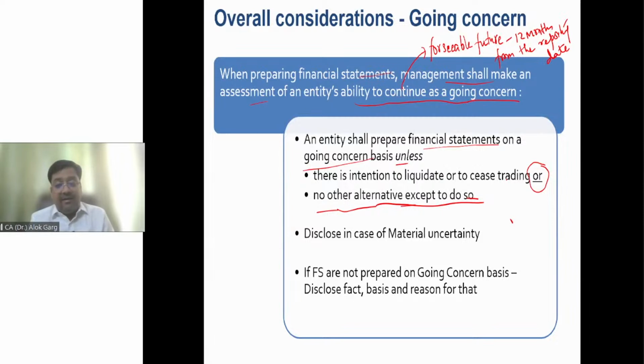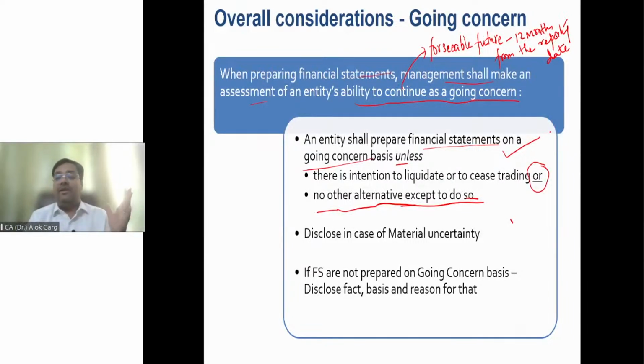Right? Is that clear? So friends, the financial statement has to be prepared on a going concern basis, except if a company has an intention to liquidate, or a company has to cease trading, or the company does not have any alternative except to shut down the business, right? In that case, sir, if financial statements are not prepared on a going concern basis, then on what basis should financial statements be prepared? In that case, the financial statement has to be prepared on realizability basis.